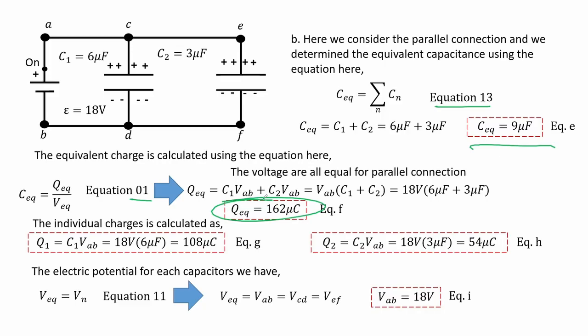The individual charges are given in equations G and H, which are 108 microcoulomb and 54 microcoulomb, respectively. The electric potential for each capacitor is equal for all capacitors in a parallel connection, and we see that both capacitors have 18 volts.